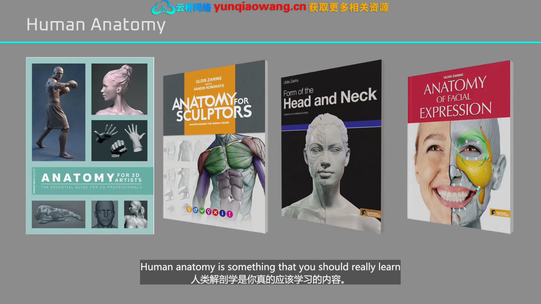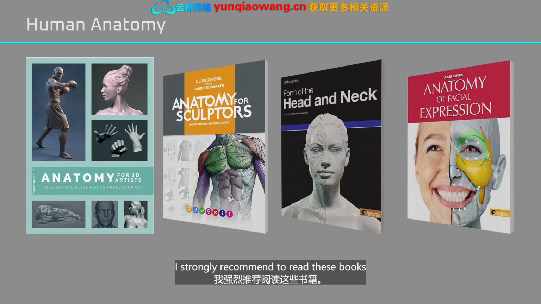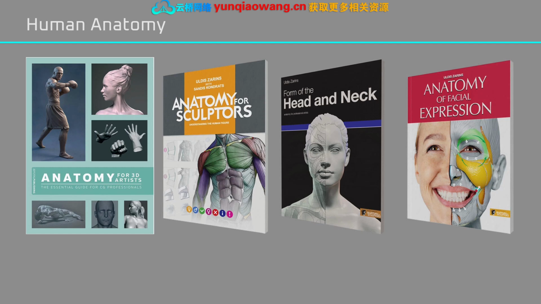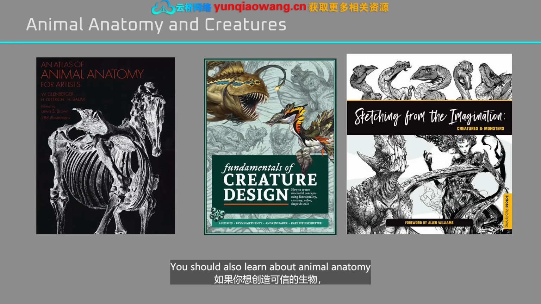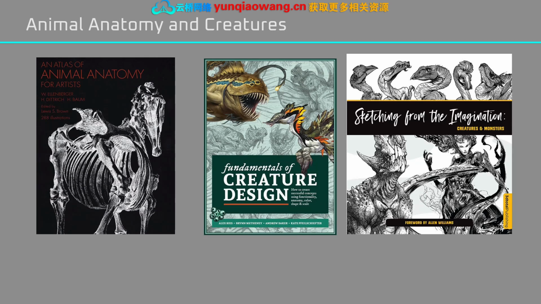Human anatomy is something that you should really learn if you want to be a good character artist. I strongly recommend reading these books and investing time into it. Anatomy for 3D artists, anatomy for sculptors should always be on your desk. You should also learn about animal anatomy as much as possible if you want to create creatures that are believable. Nothing can be created out of thin air. Everything should be based and grounded on reality, and the only way to do it is to really get to know the real anatomy of animals.